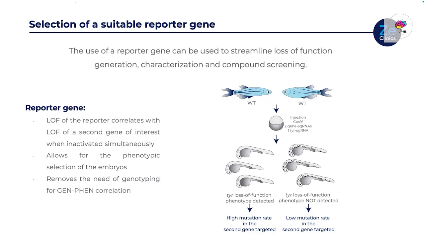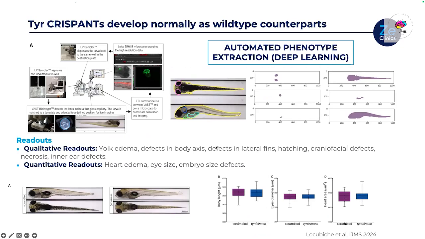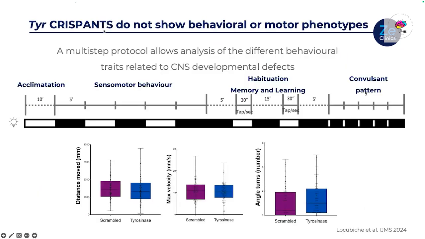And first of all, we generated the tyrosinase crispants. Okay, and we checked whether the tyrosinase crispants, these transparent fish, let's say, which have a loss of function in tyrosinase, would be affected morphometrically, and this was not the case. So the tyrosinase crispants were normal, and since we were going to knock out epilepsy genes, we also looked at the behavior of the tyrosinase crispants. So we looked at different sensory motor behavior, habituation, and also convulsion pattern in the scheme that I've shown you before. And we also checked that tyrosinase crispants alone did not lead to CNS developmental defects.